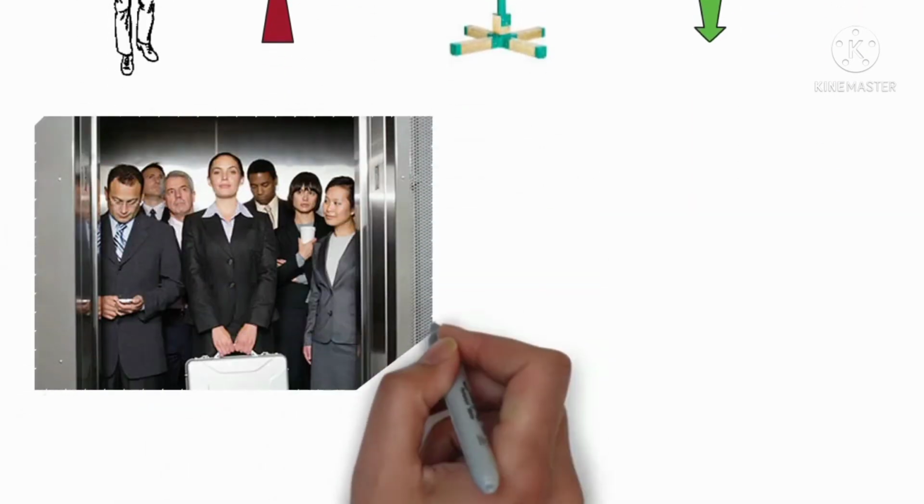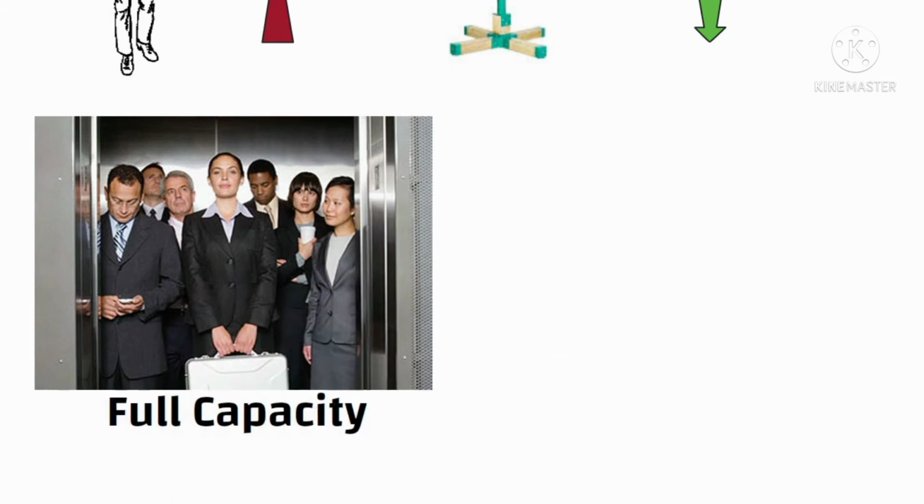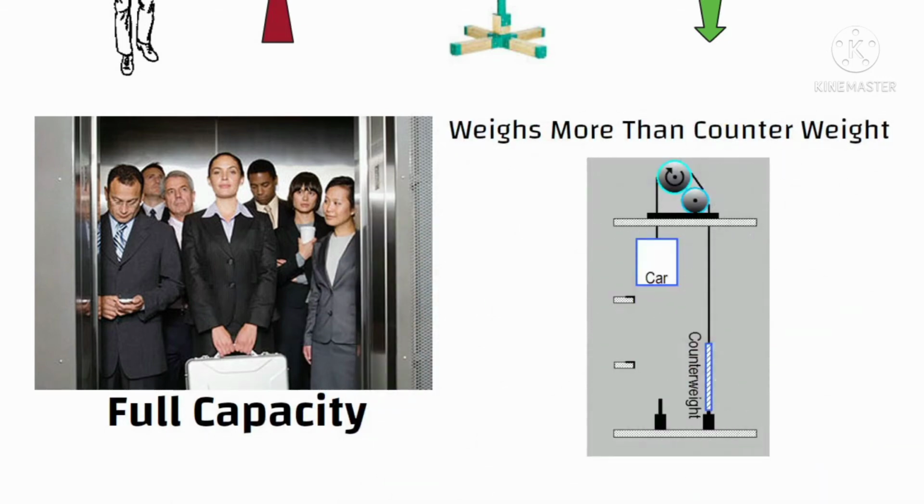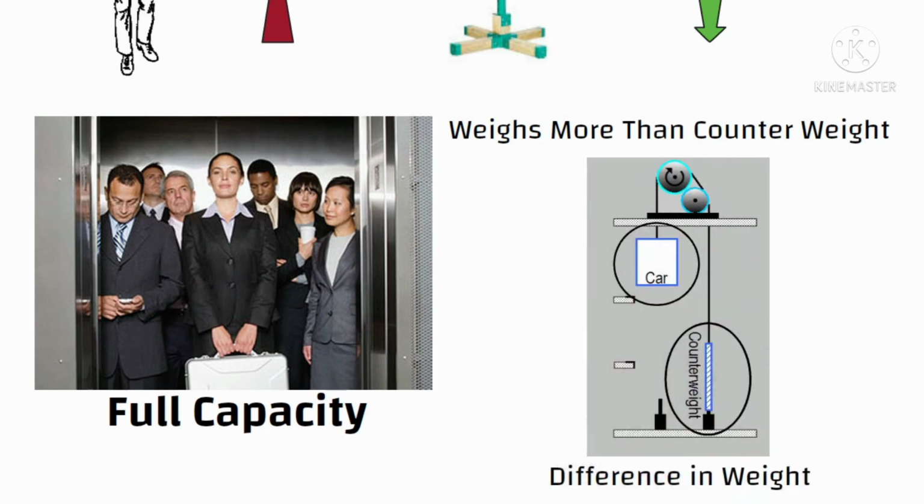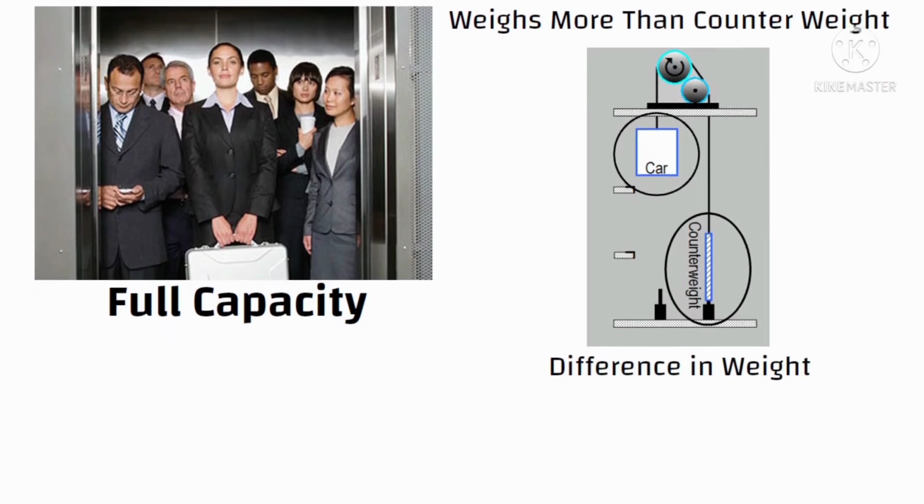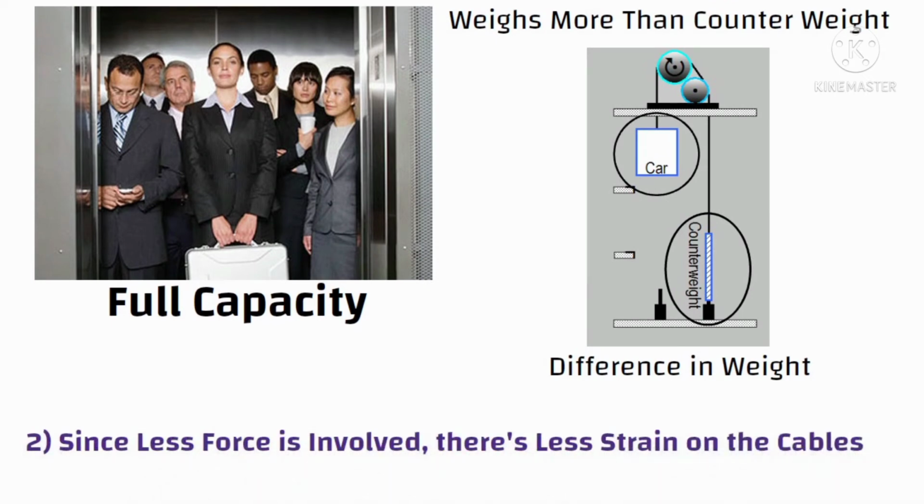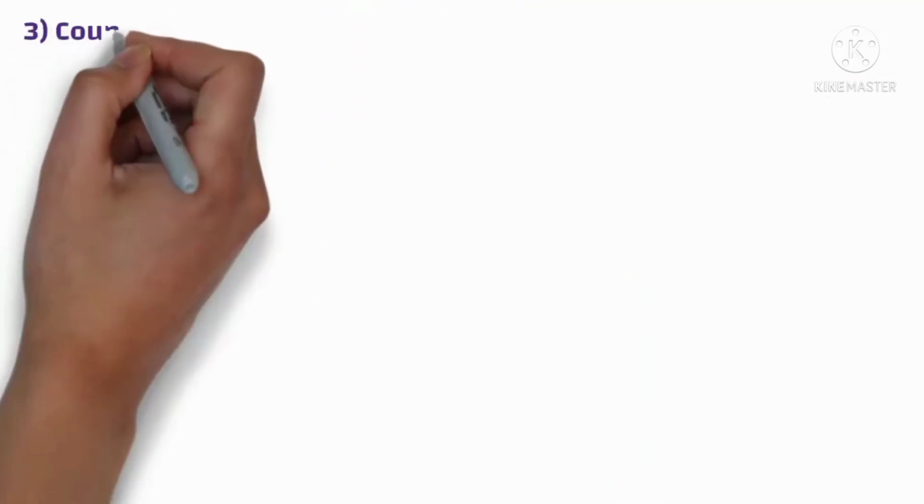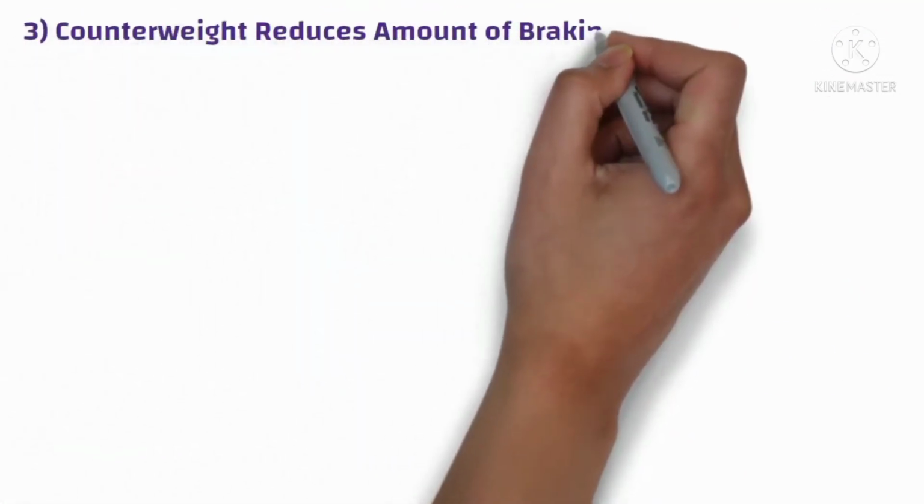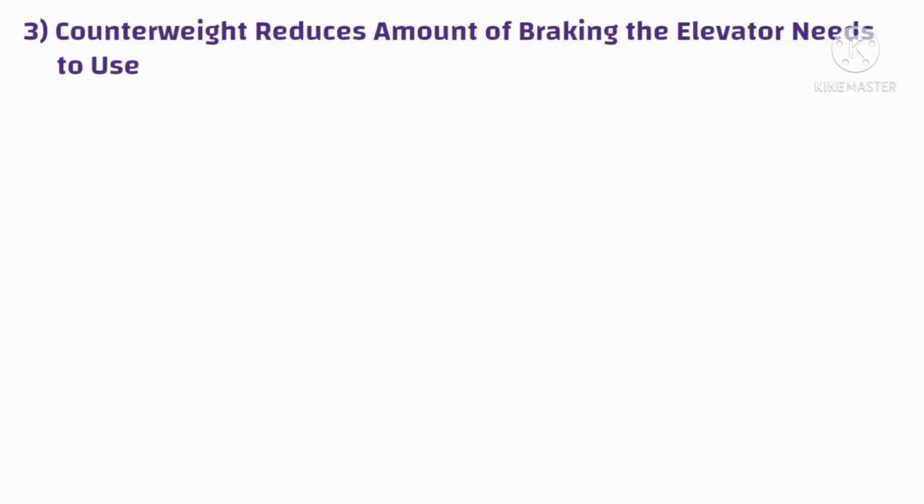Suppose the lift is loaded at its full capacity, which means it weighs more than the counterweight. In this case, the motor has to lift the difference in weight between the two and supply a bit of extra force to overcome friction in the pulleys and so on. Since less force is involved, there is less strain on the cables, which makes the elevator a little bit safer. The counterweight reduces the amount of braking the elevator needs to use.